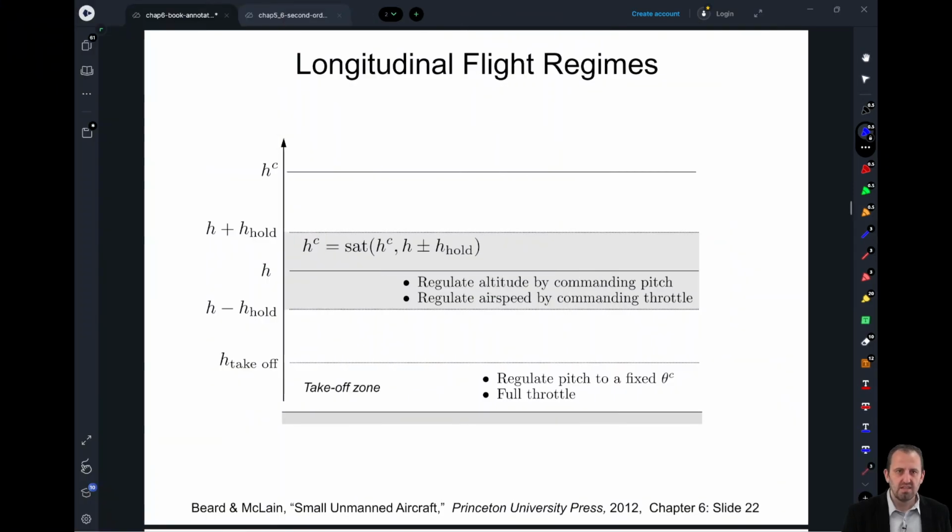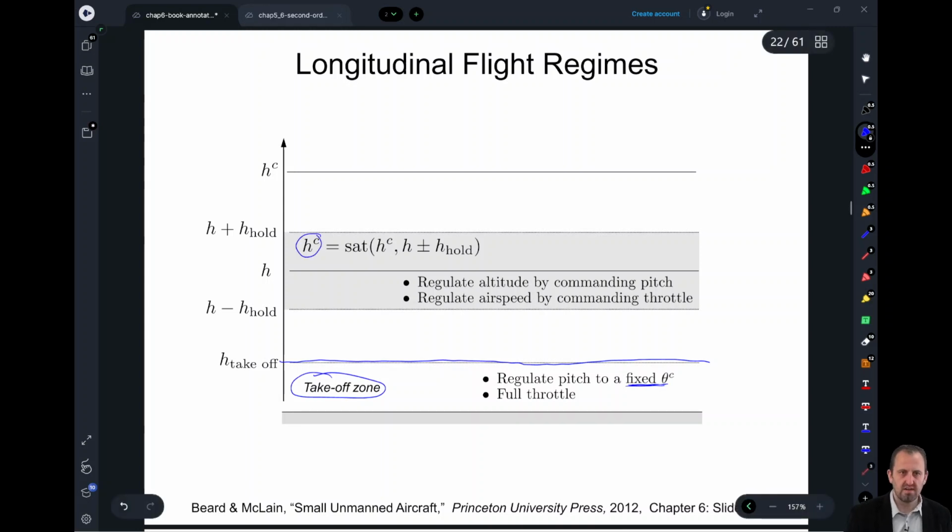So one of the first differences for our longitudinal control is depicted in this diagram right here. When we're in the takeoff zone, we're going to have a fixed value for our theta. So we're going to just control theta to some desired fixed value. Once we've achieved a sufficient height, then we're going to continue to rise, but we're going to saturate our height command.